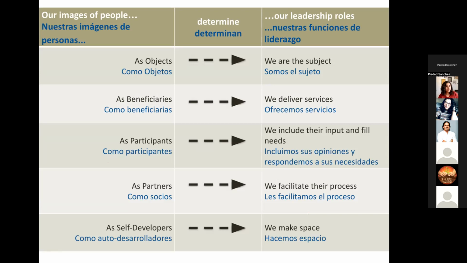What this is laying out, going down this continuum, is that if we see people as objects, then we are the subject. If we see them as beneficiaries, then we deliver services. If we see people as participants, we include their input and fill needs. If we see the people we're leading as partners, then we can facilitate their process. And if we see them as self-developers, we make space. So we still have a role, but our role shifts. It shifts from being centered on us as a leader, having all the answers, providing everything, and being the one responsible and in charge, to being someone who is holding space and making room. So, next slide.